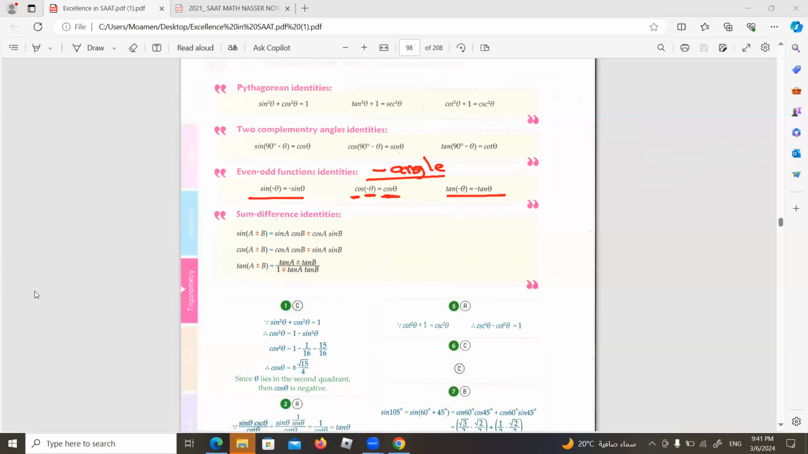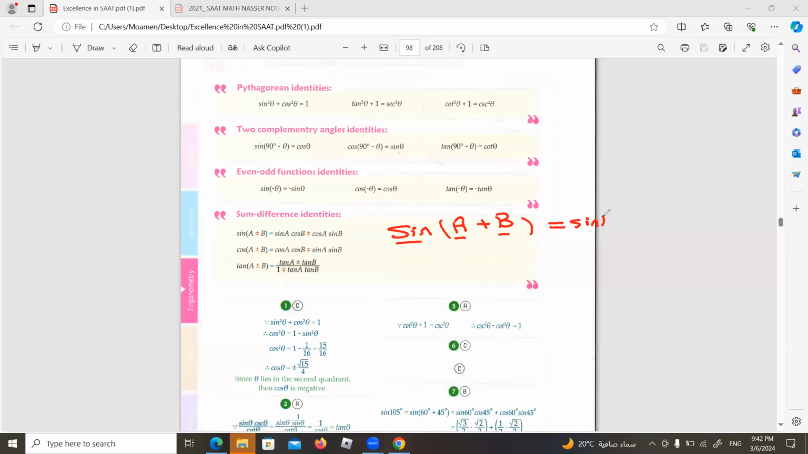We go into the sum and difference identities. Pay attention to this very well. Sine of A plus B or sine of A minus B. I just write the rule again. Sine of the sum of two angles, the first angle is A plus the second angle is B, equals what? Sine, cosine, cosine, sine. Sine A plus B equals sine cosine plus cosine sine.